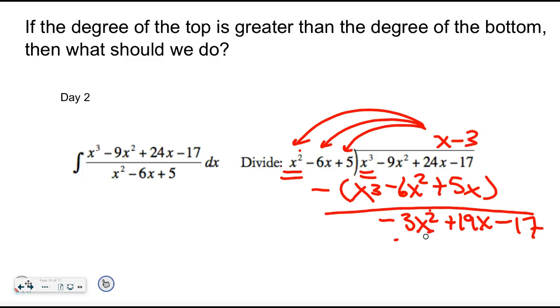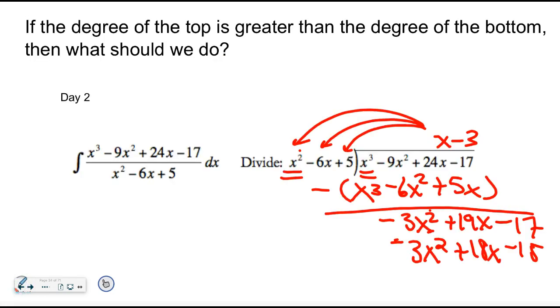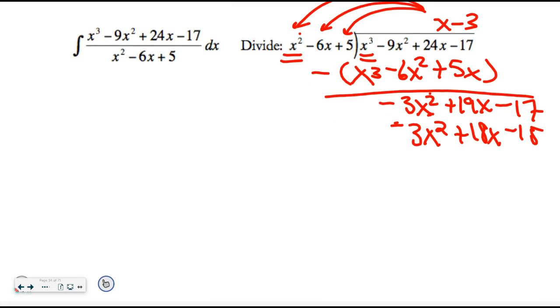You should always get the exact same thing, because when you subtract, you want it gone, so keep that in mind. So I've now got x minus 3, and what would I have? Plus 18x, and a minus 15. Sorry about that, that was weird. All right, now when I subtract, I'll get an x, and negative 17 minus negative 15 is minus 2.